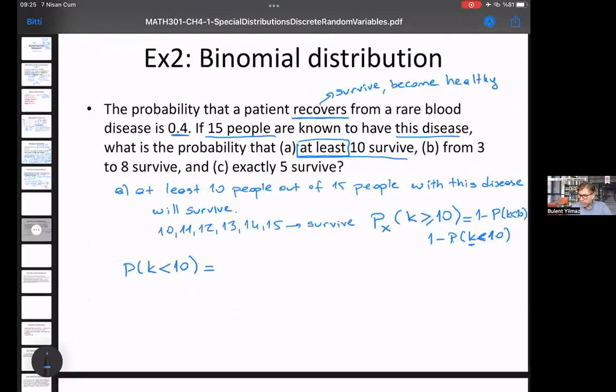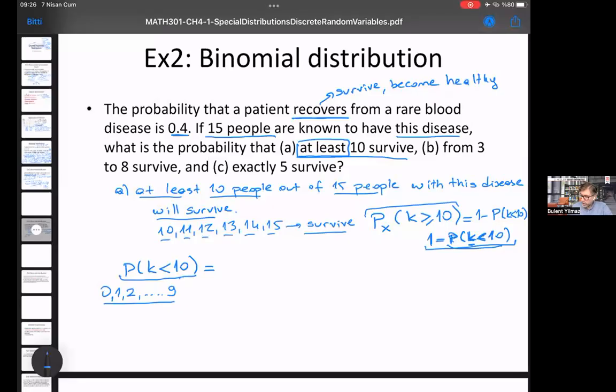Okay, so I am after at least 10 people out of 15 people with this disease surviving. That means 10, 11, 12, 13, 14, 15 people will survive. And we said that at least 10 survive means 1 minus the probability of k less than 10. This part means no people survive, one person survives, 2 people survive, and up to 9 people survive, right?